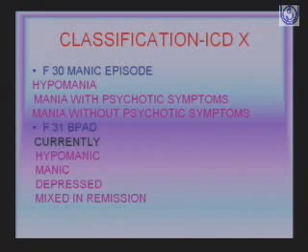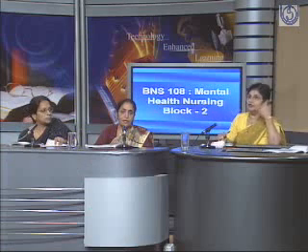F30 is manic episodes, which can be hypomania, when the mania is not so severe, a little less than mania. Then mania without psychotic symptoms. Usually delusions and hallucinations are taken as psychotic symptoms. Manic patients may have a lot of grandiose delusions and a lot of auditory hallucinations, which are more common than visual hallucinations. Once it is without psychotic symptoms, and another one can be mania with psychotic symptoms.